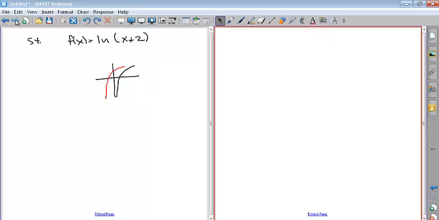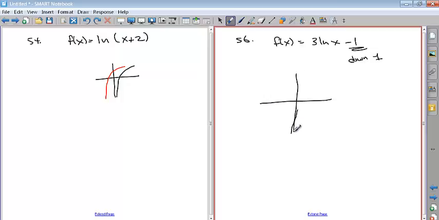And then the last one in this group, 56, is f of x equals 3 natural log of x minus 1. So this is a vertical shift, up or down. It's negative, so it's down 1. Let's just draw this thing out. So here's my parent function. Looks something like that. So if I draw right over top of this with my red pen, I move it down 1 unit like that.